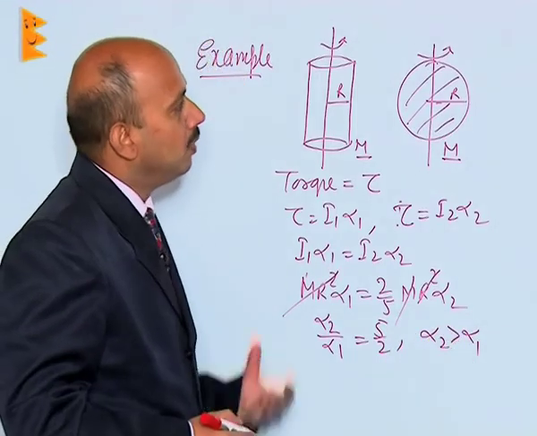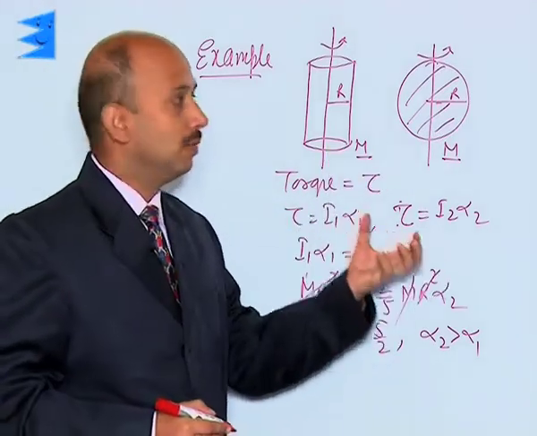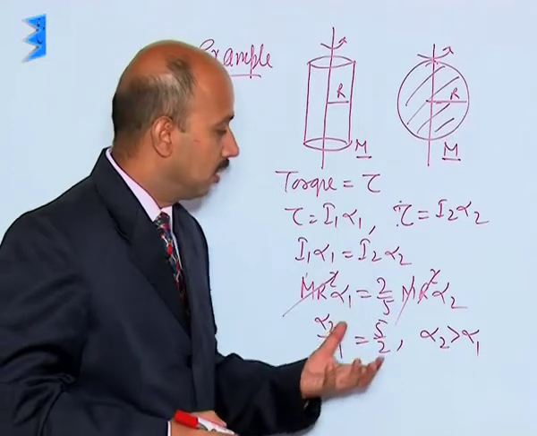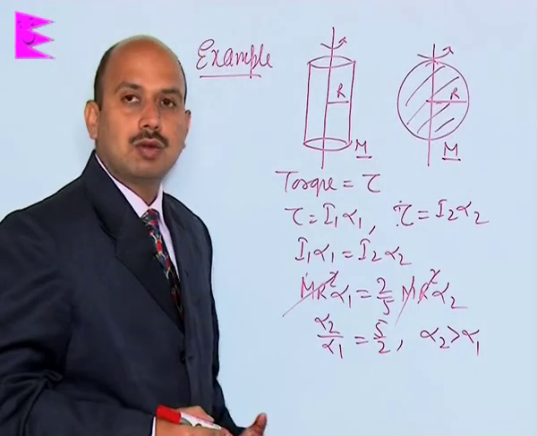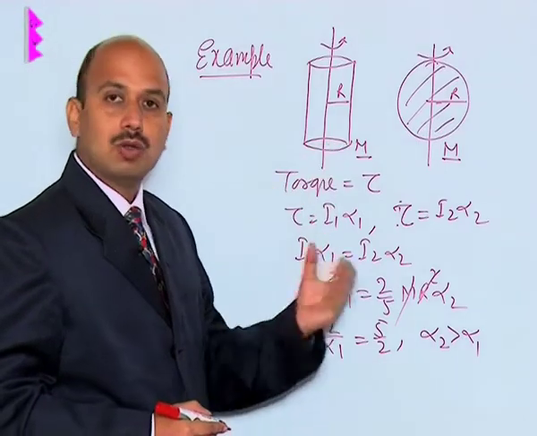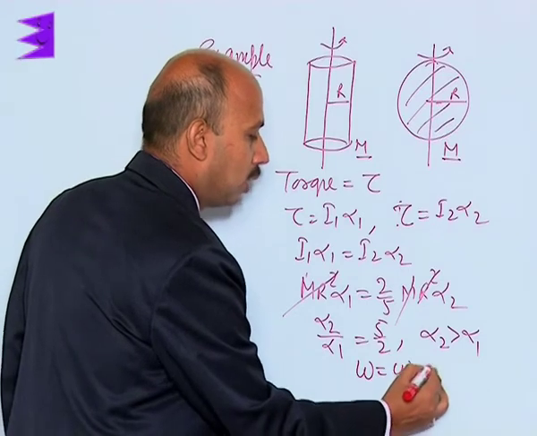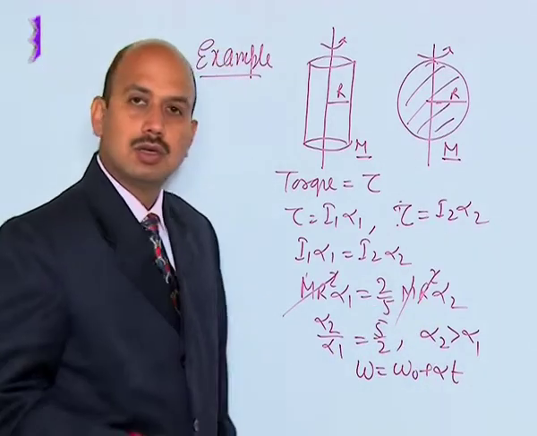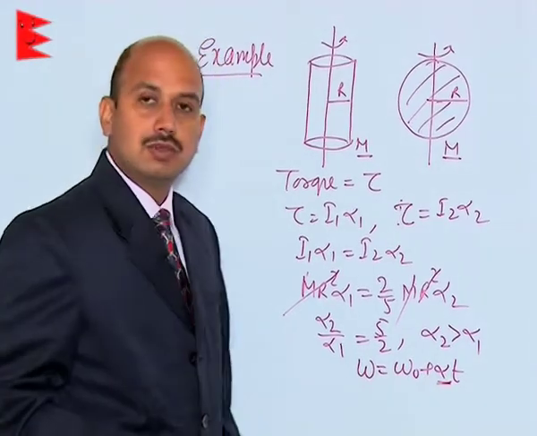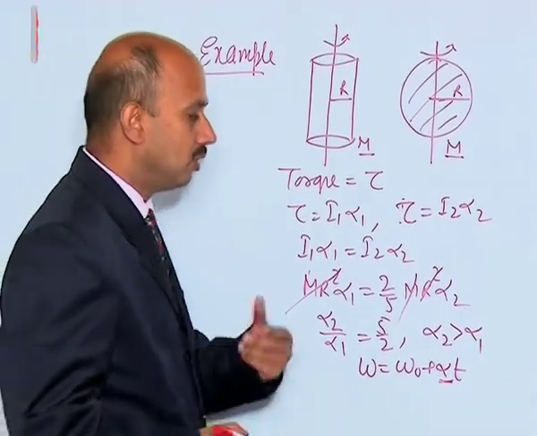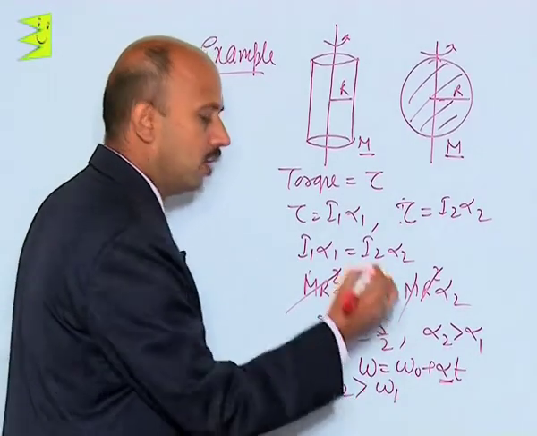So when we apply equal torque on the hollow cylinder and solid sphere having the same mass and same radius, the angular acceleration of the sphere is greater than the angular acceleration of the hollow cylinder. We know this relation, omega is equal to omega naught plus alpha t. So in a given time, the body having larger angular acceleration will acquire greater angular velocity. So obviously here omega 2 is greater than omega 1.